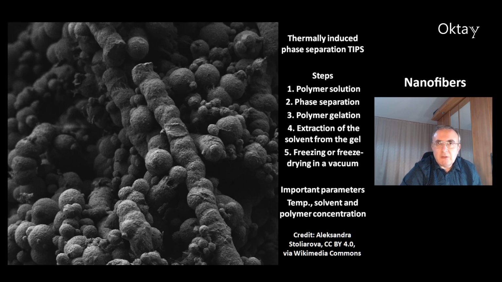There's another method called TIPS, thermally induced phase separation. It has 5 steps. First step is the solution of the polymer. Second is the polymer phase separation. Third step is the gelation of the polymer. Fourth step is the extraction of the solvent from the gel. And the last step is the freezing or freeze-drying in a vacuum. For this method, important parameters are the temperature, the solvent, and the polymer concentration.